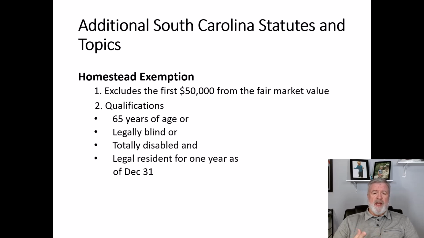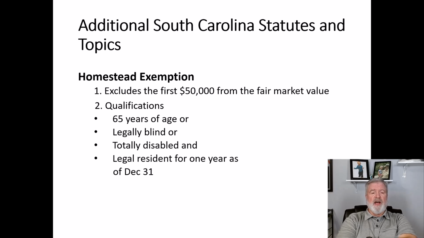But for those that qualify for this exemption, the homestead, that means you get to deduct $50,000 from your property's market value before your property taxes are calculated. So if your house is valued at $200,000, and assuming you qualify for this exemption, you deduct $50,000 from the $200,000, and so you're only going to be taxed on the $150,000. That's a pretty significant savings there.